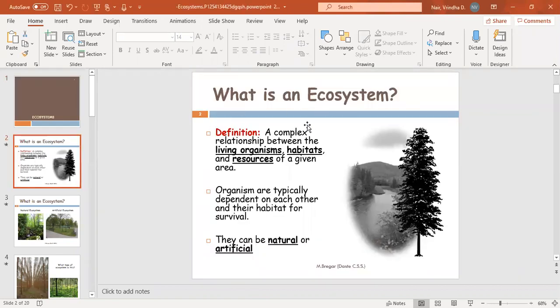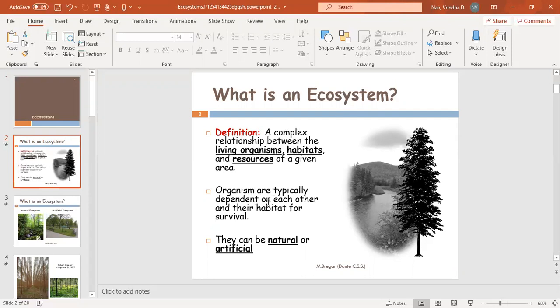So, what is an ecosystem? A complex relationship between living organisms, habitat, and resources. Living organisms are all the animals and organisms that you see which are alive, and habitat, of course, is their own area of living, and they have their resources. So the entire thing here is a complex relationship between living organisms, habitat, and resources.